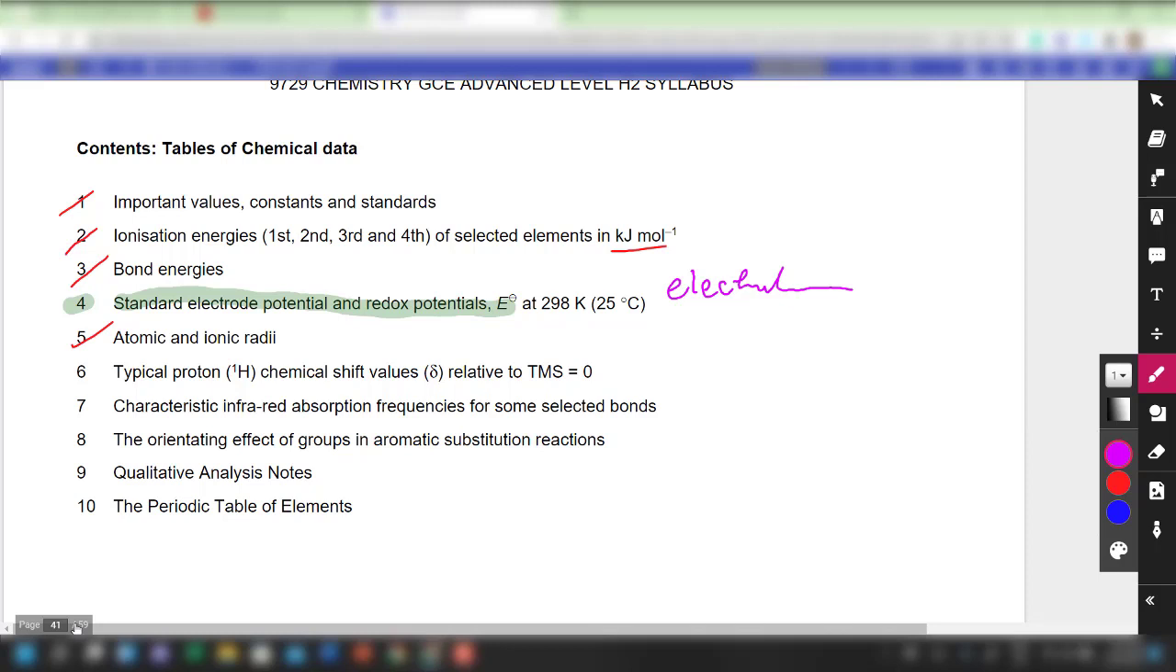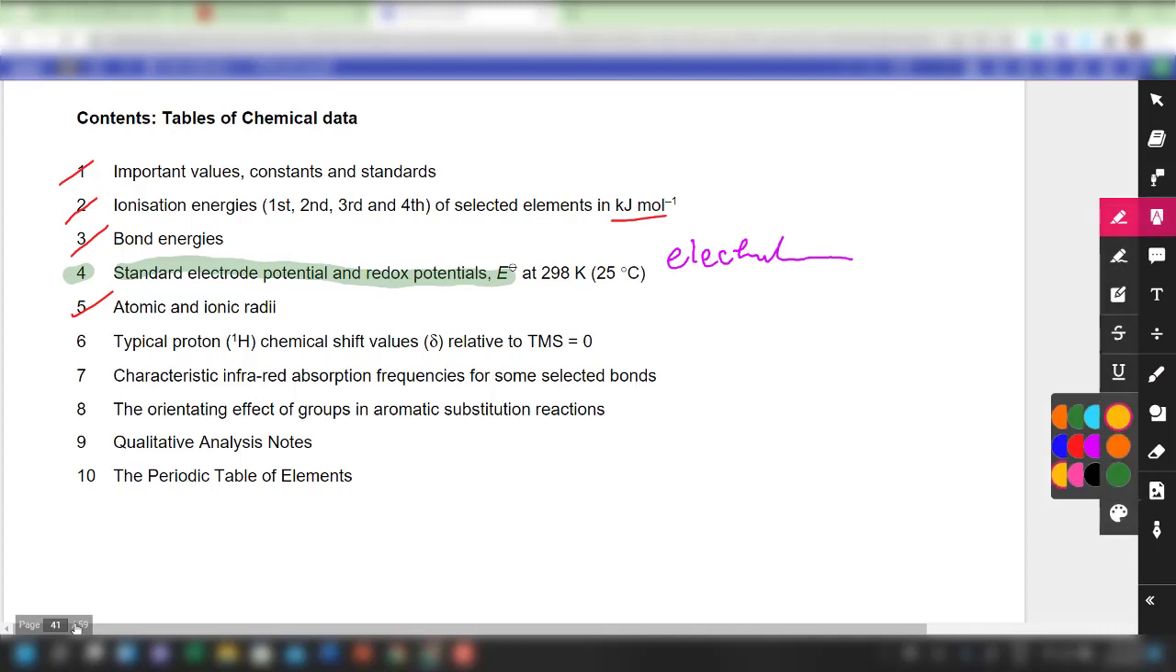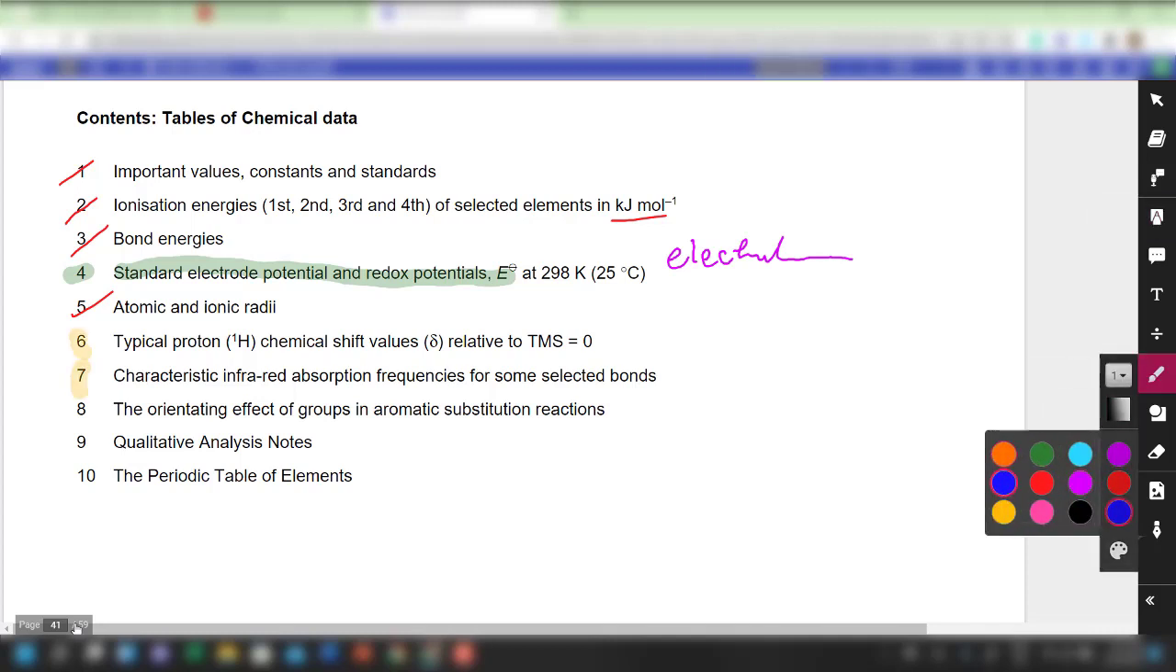Not only do they contain the standard reduction potentials, they also contain the relevant half equations which you will need for your redox balancing. Any redox equations which you have not encountered before will be given to you in the stem of the questions. Sections 6 and 7 typically will be used in H3, so you will not need them in H2 exams. These two will be for H3.